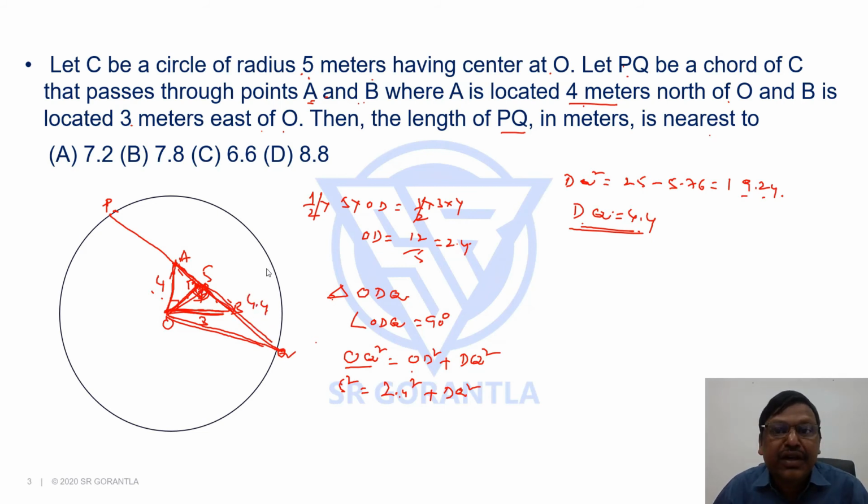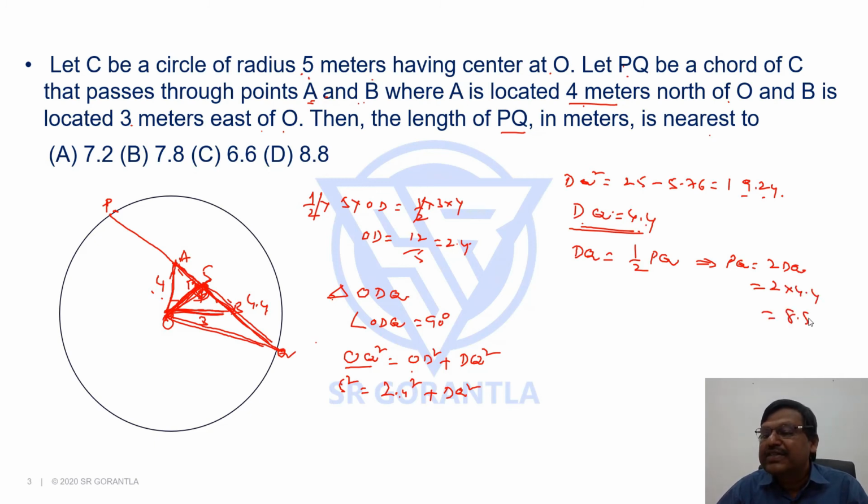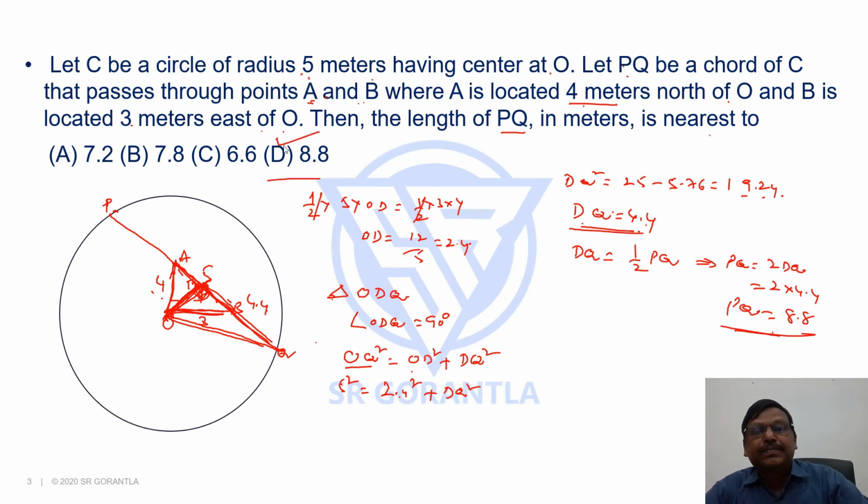But you know, in a circle, a perpendicular drawn from the center to the chord bisects the chord. So students, this DQ is nothing but half of PQ, or rather PQ is going to be 2 times DQ. DQ is approximately 4.4. So 2 into 4.4 means PQ is approximately 8.8 meters. So hence my answer is choice D.